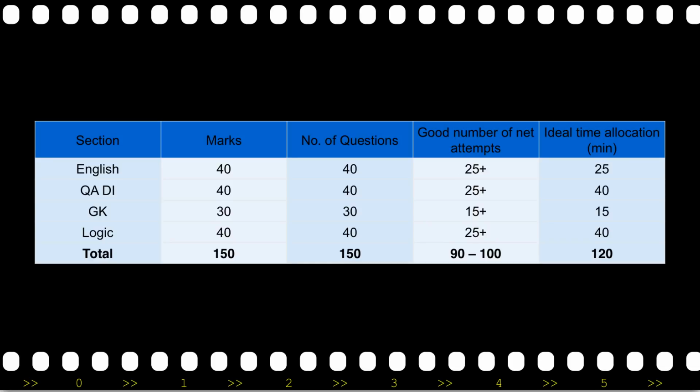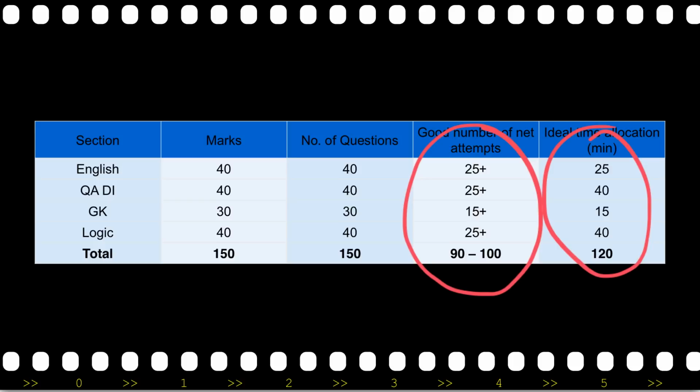Fine, so this is the overall SNAP paper main overview. So please pause the video and look at this. Ideal number of attempts, because I have to target 90 to 100 marks. Attempts should be 25, 25, 15, 25. In every section, attempt 25. In the GK section, attempt 15 plus. If you do 90 to 100 attempts, I can assure you that you will get 99 percentile plus, and everybody will get a call.